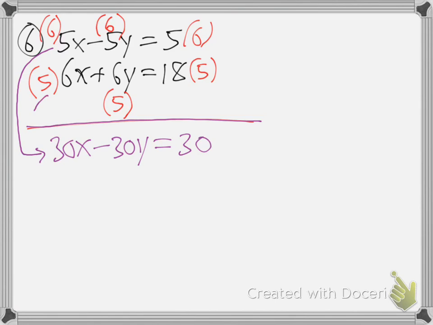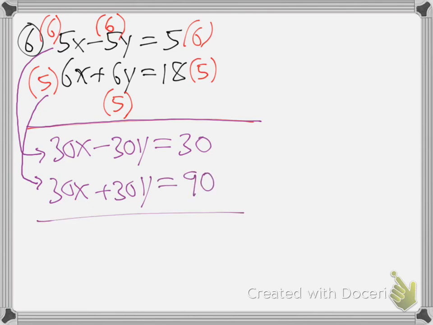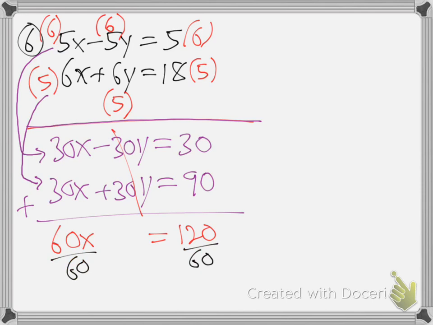Okay, and then see how I draw arrows? I'm showing really clearly the top one comes down, the bottom one comes down, because I just know it's so easy to mess up. Plus 30y, and what's that, 90? And now we add them up. And we made the y's cancel. This is 60x. What's this? 120. Last step, divide by 60. X is 2. So we got an answer for x.